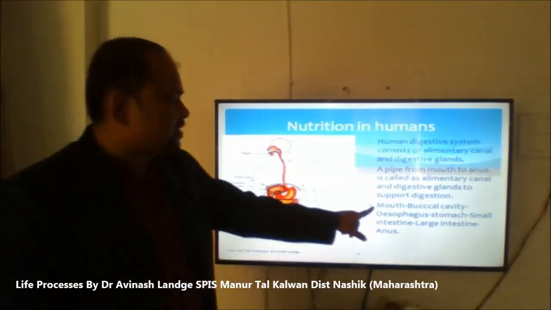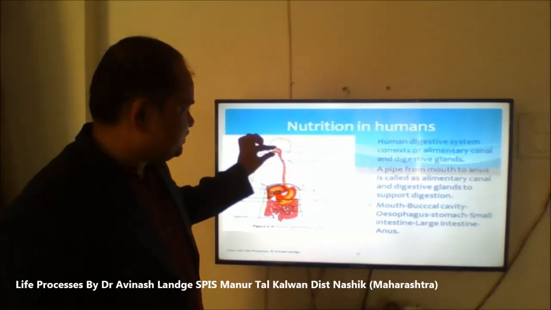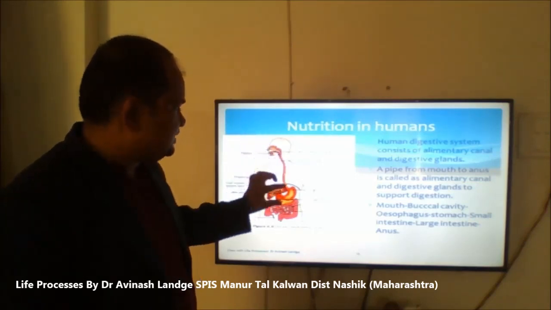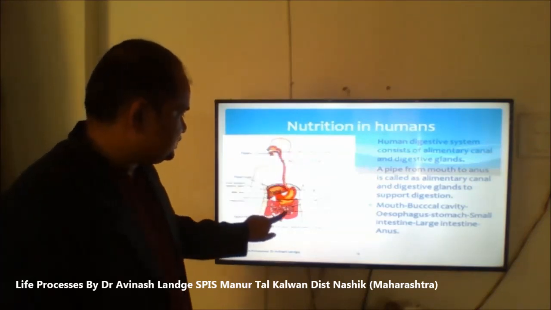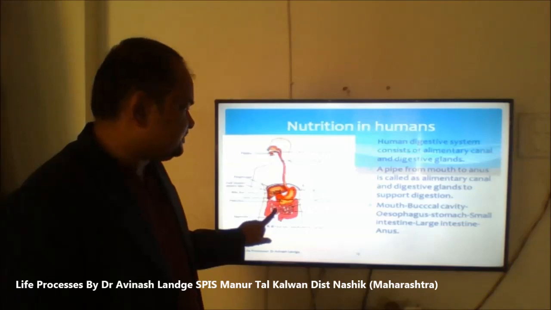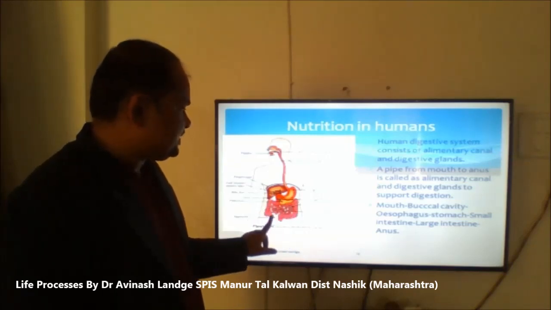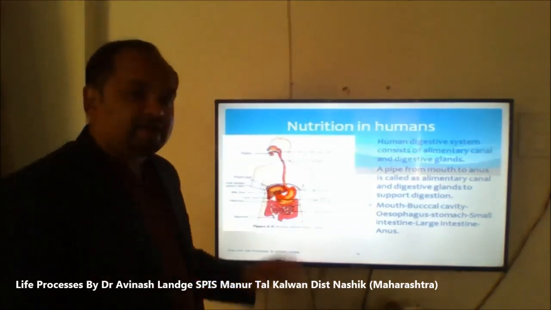Mouth, this is the mouth. Inside this mouth there is a buccal cavity. Then this part is called the esophagus. Then this is the stomach. Then this part which is shown inside is the small intestine. The remaining part is called the large intestine, and at last there is the anus. So these are the parts of the alimentary canal.